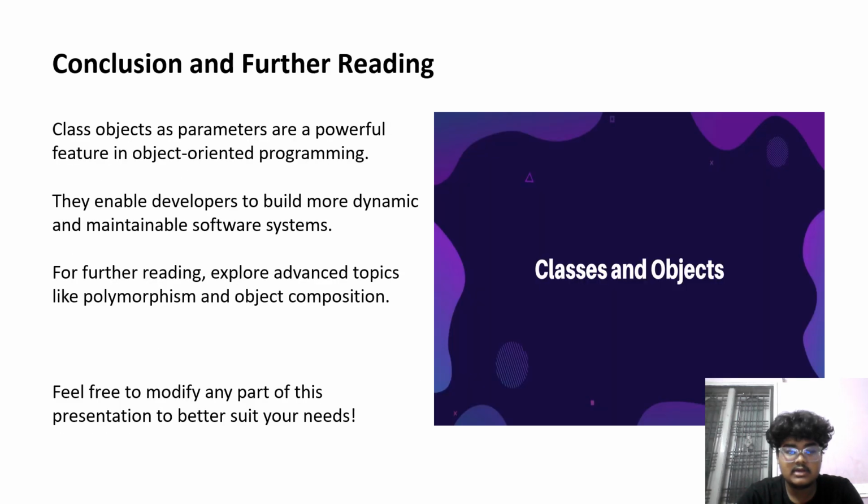Conclusion and further reading. Class objects as parameters are a powerful feature in object-oriented programming. They enable developers to build more dynamic and maintainable software systems. For further reading, explore advanced topics like polymorphism and object composition.